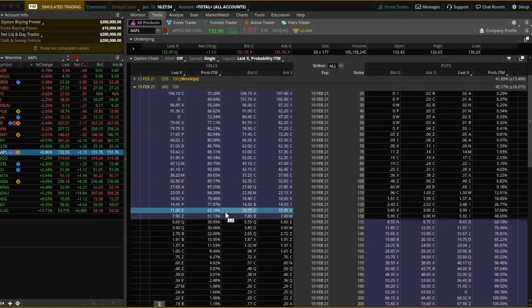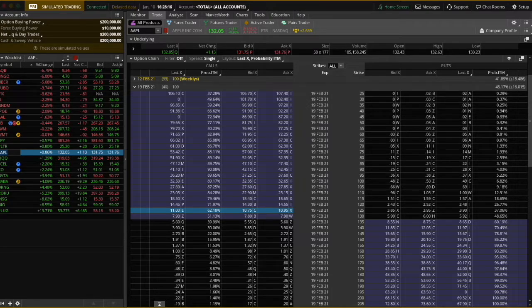If you can remember, the first step to this process is to choose a stable company. So let's pick Apple in this example, because Apple is one of those companies that has exhibited tremendous growth over the years. As of last close, Apple was trading at $132.05.